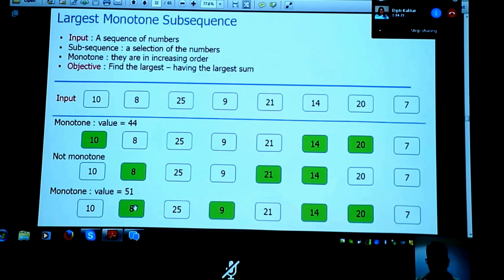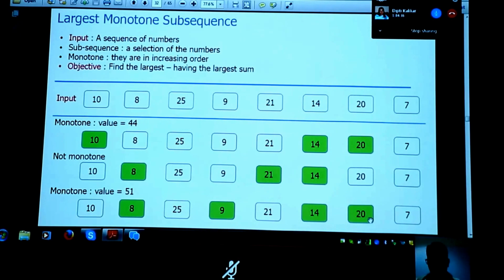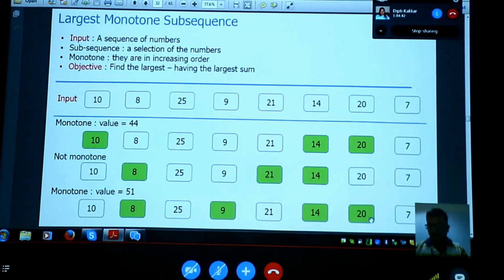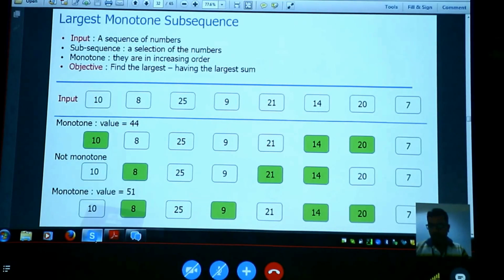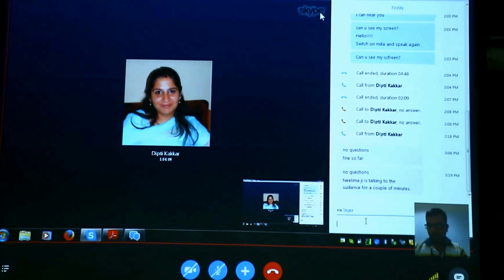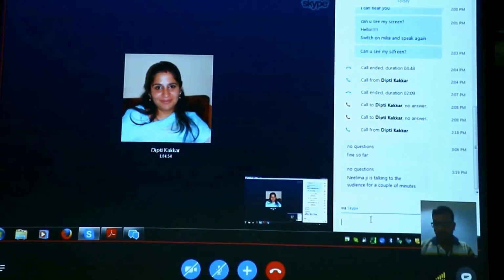So here is another solution which is better than this 44 solution. It says that I'll pick 8, 9, 14 and 20. So you can sum it up and you will see that it's 51. And I believe this is the optimal. This is the best solution possible. So our goal is to find the optimal solution, the best solution. Any questions on the problem definition? Your goal is to maximize this sum. Any questions?